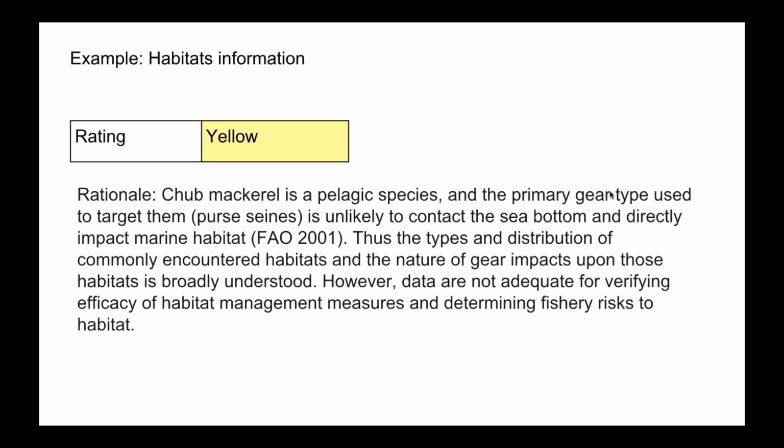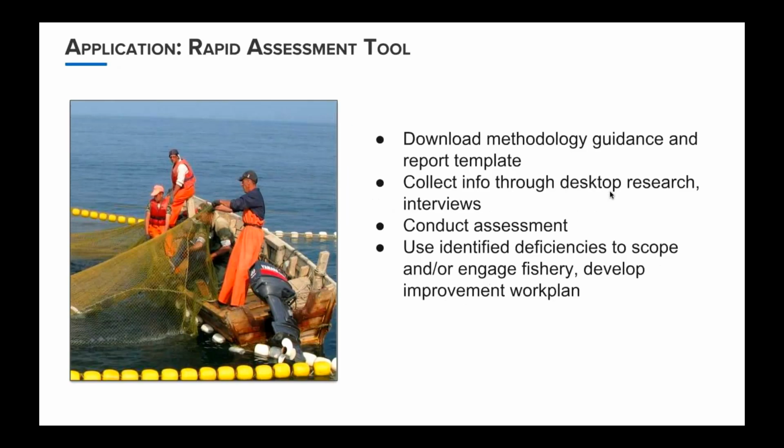All right, and then going back outward, just how the tool can be applied. As Jeremy showed, you can download the methodology guidance and the report template from fisheryprogress.org. We do provide some recommendations on how to proceed, but the tool is freely available, so it's really up to the assessor how they do this. You would collect information, do research, interviews, etc., conduct the assessment, and then once you have the report, you can use the identified deficiencies maybe to engage the fishery, or maybe you just want that information as a scoping to understand what the environmental sustainability of that fishery is. And you can also use the report to develop an improvement work plan.